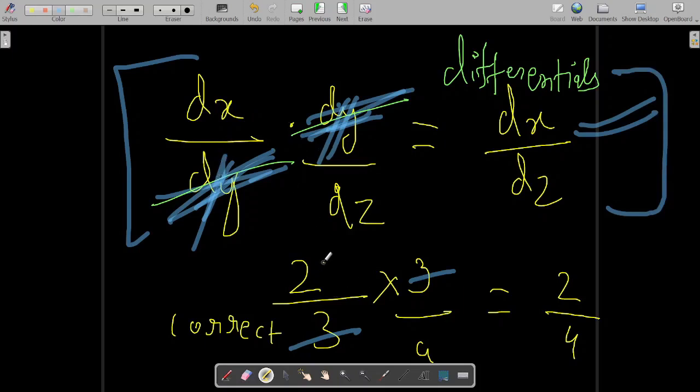Whereas in numbers, 2 by 3 into 3 by 4 equals 2 by 4, in numbers this is the reality. 3 and 3 cancel each other. So in numbers it is reality, but in differentials it is not a reality.